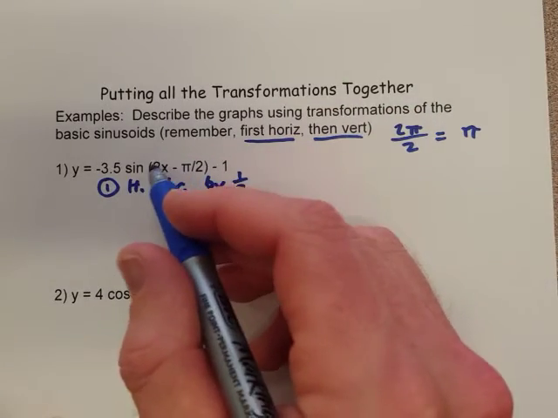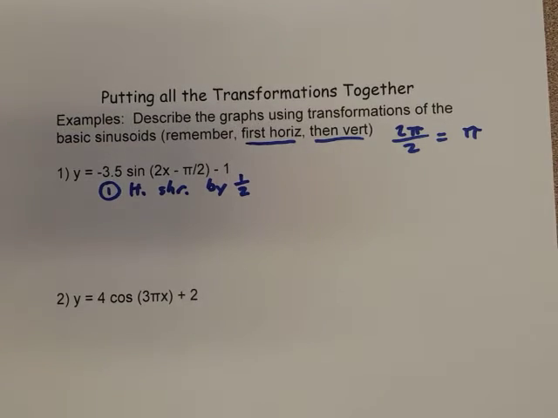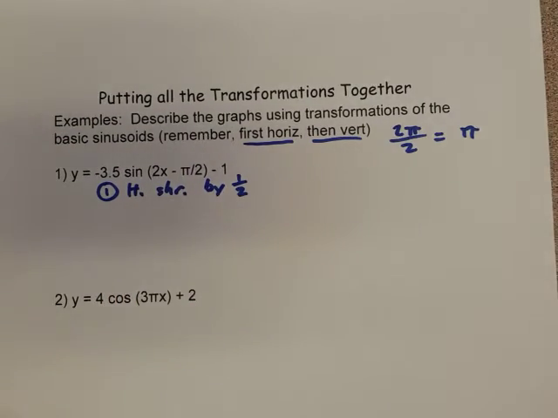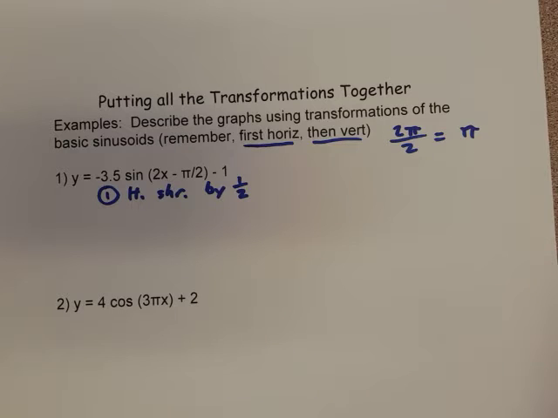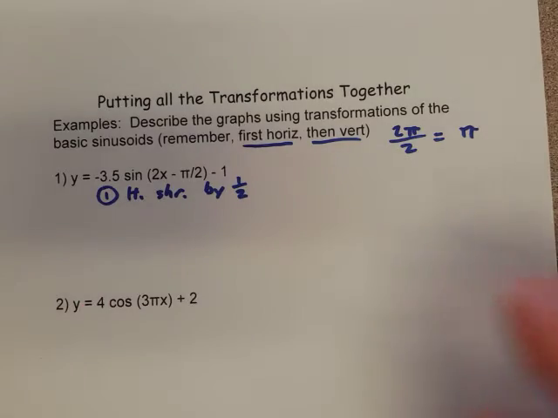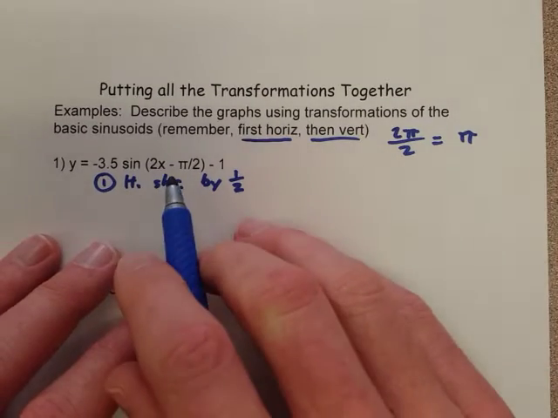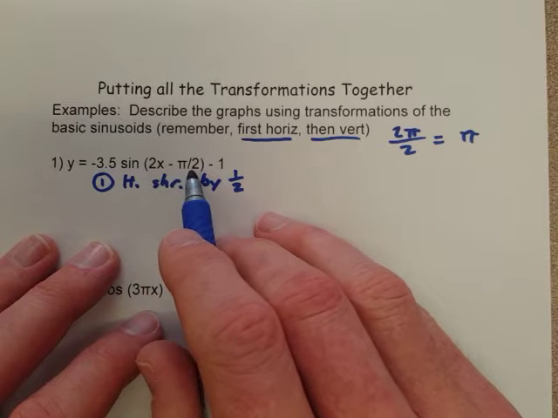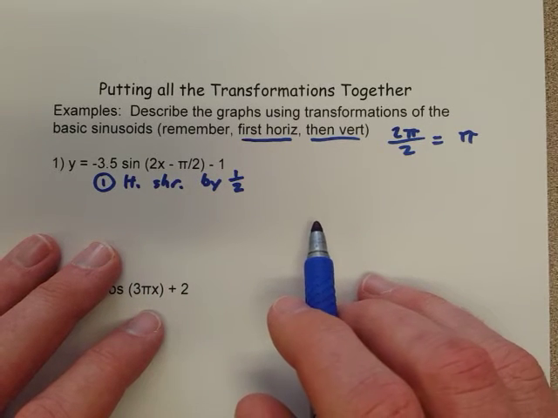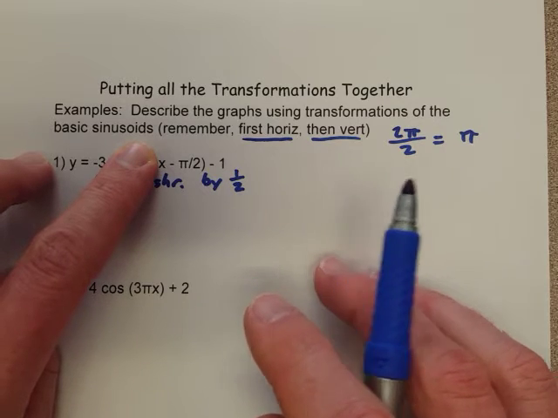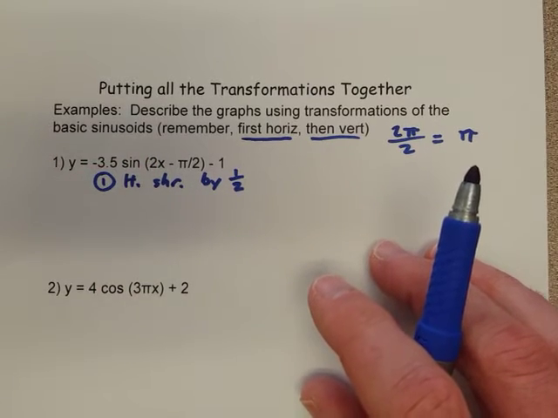Next one, we don't have any kind of reflection on the inside here. We're just looking inside the parentheses, but we do have a shift that goes left or right. Now, here is the most common mistake people make on this one. This is a place to really pay attention. Most people see this and they say, oh, okay, minus pi over 2, that must mean right by pi over 2. And if this were just x, that would be correct. But we have 2x in this case.